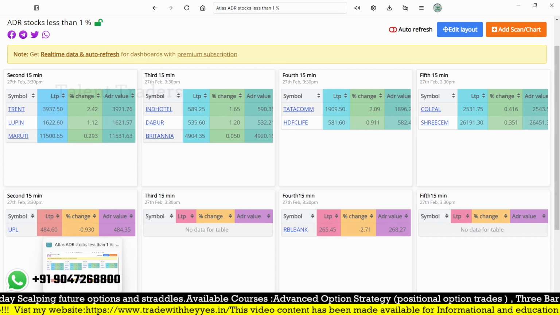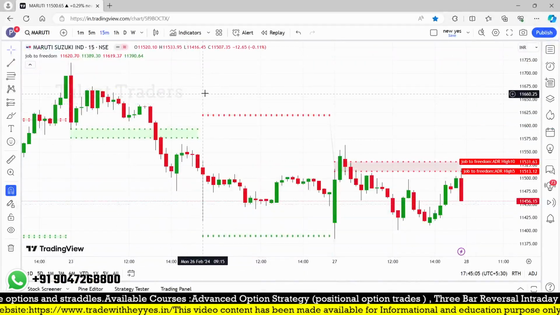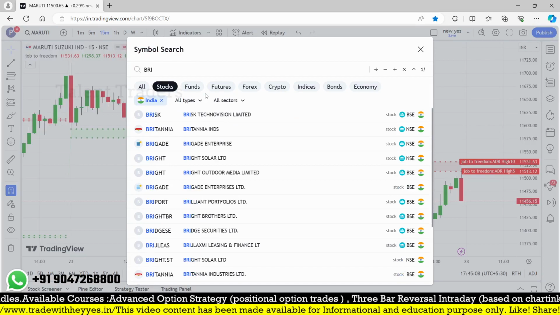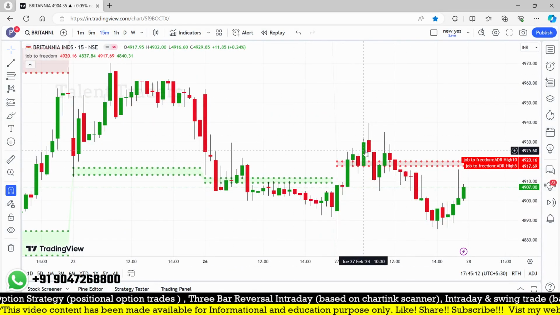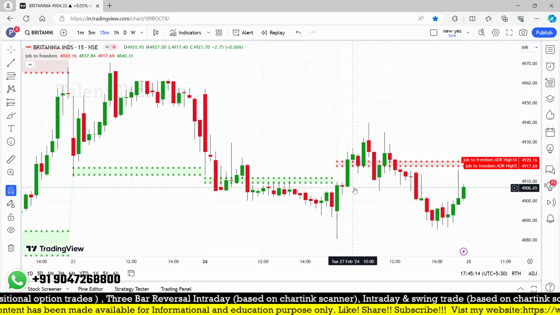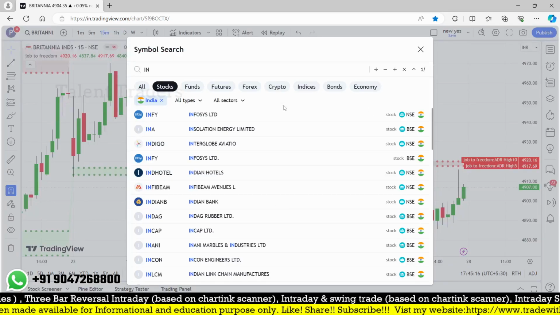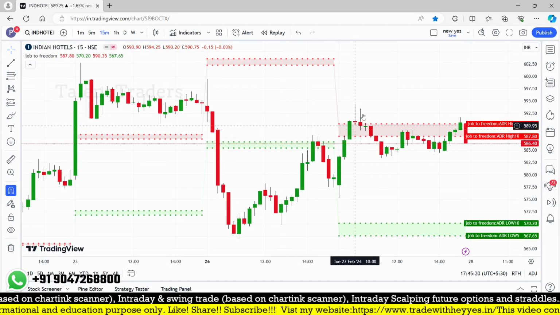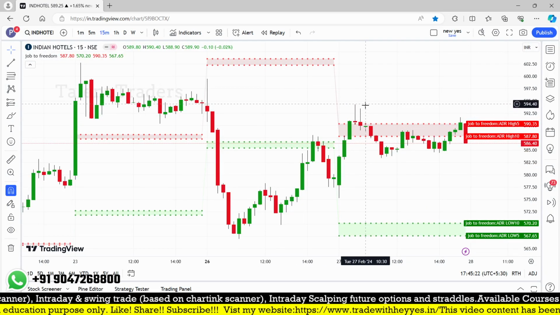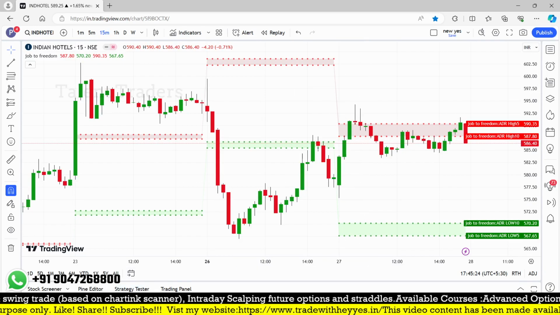These are on the second 15 minutes. I think Britannia is not liquid at all in options. So let me check Britannia. On the third candle it gave you the breakout and it moved well and then it came down. And in Hotel, what is happening? You can check this, in Hotel it is the third candle. So maybe it immediately reversed back. That is also a stop loss.